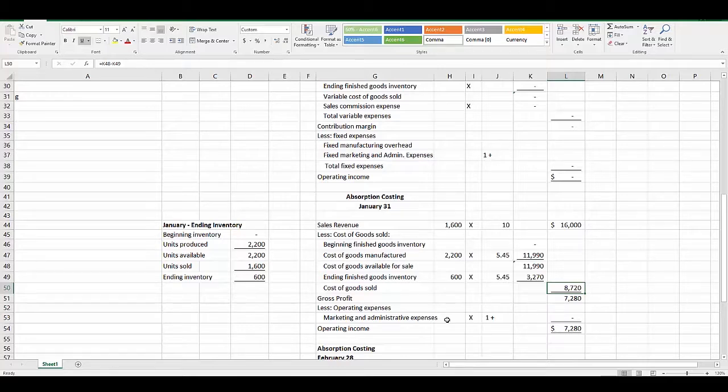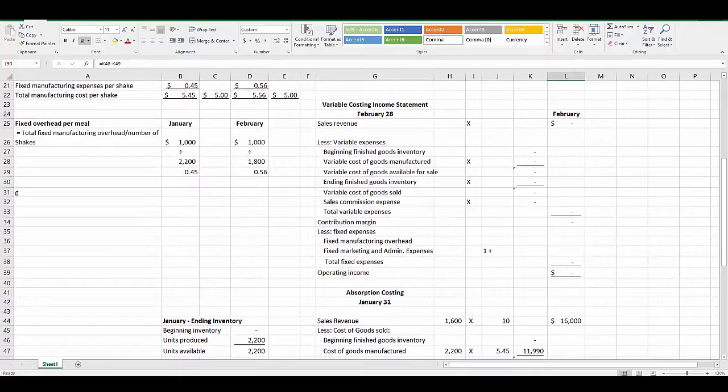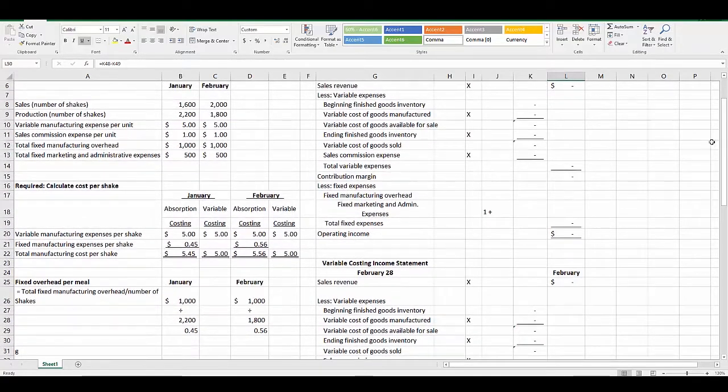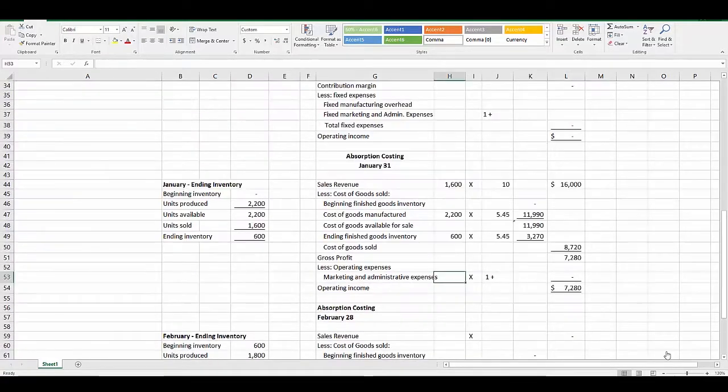We have our marketing and administration expenses, and here, as you will recall, we are told, and we'll just go back up here to look at the given information. So we are told that our marketing and administration for both years is $500. But in addition to that cost, we also have a sales commission of $1 per unit. So both the sales commission and the marketing and administration costs have to be deducted from gross profit in order to arrive at operating income.